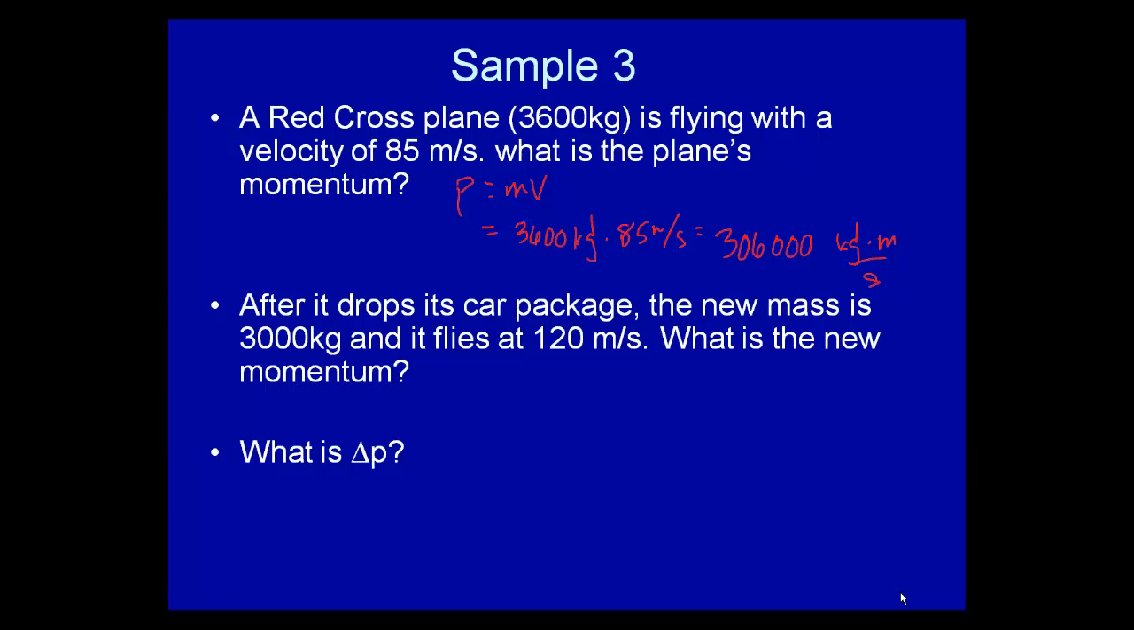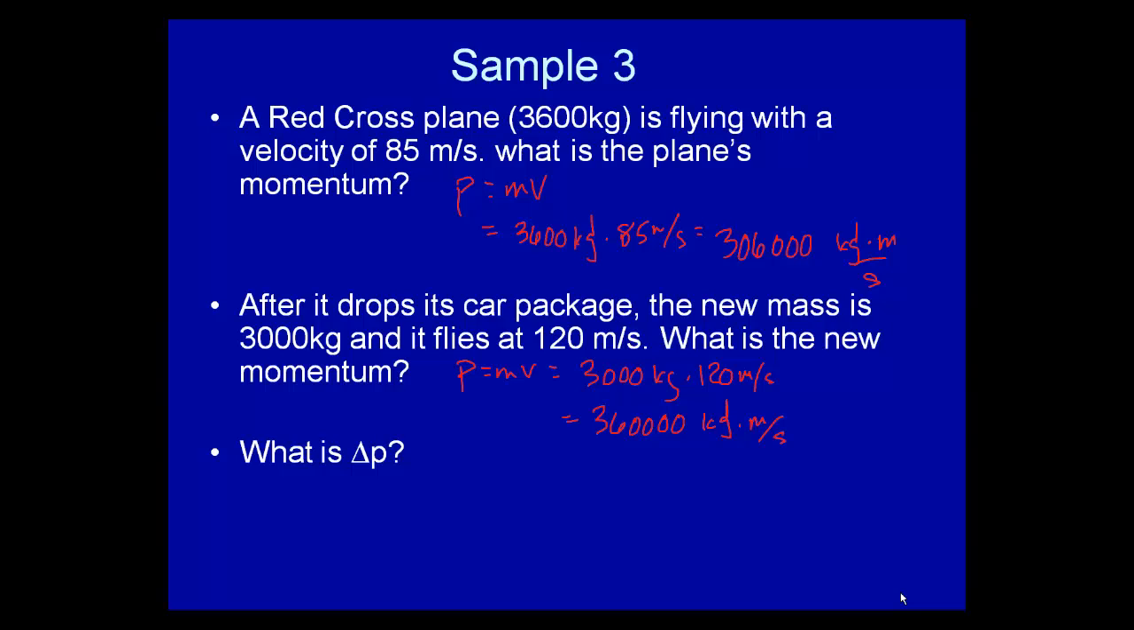Now after it drops its care package, the new mass should be 3,000 kilograms, and it flies at 120 meters per second. What is the new momentum? Well, p is again m times v, except now our mass is 3,000 kilograms. It lost the care package, and the velocity, it's actually sped up. It's now going at 120 meters per second. So therefore, the new momentum is 360,000 kilogram meters per second.